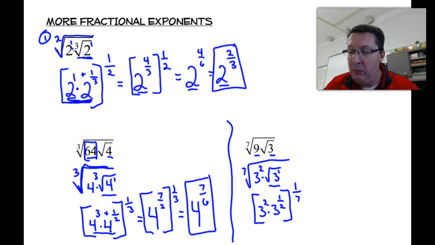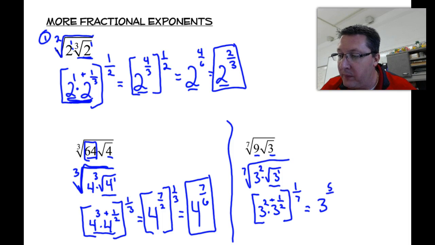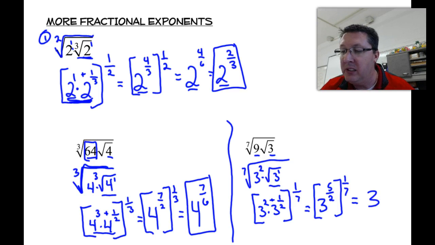All right, same routine. We're going to put these 3's together by adding the exponents. 2 plus 1/2 is 2.5, or 5 halves. That is still inside the brackets to the power of 1/7. And final step, power to a power. We multiply these together. I have base number 3, and 5/2 times 1/7 is 5/14. There's my simplified answer.